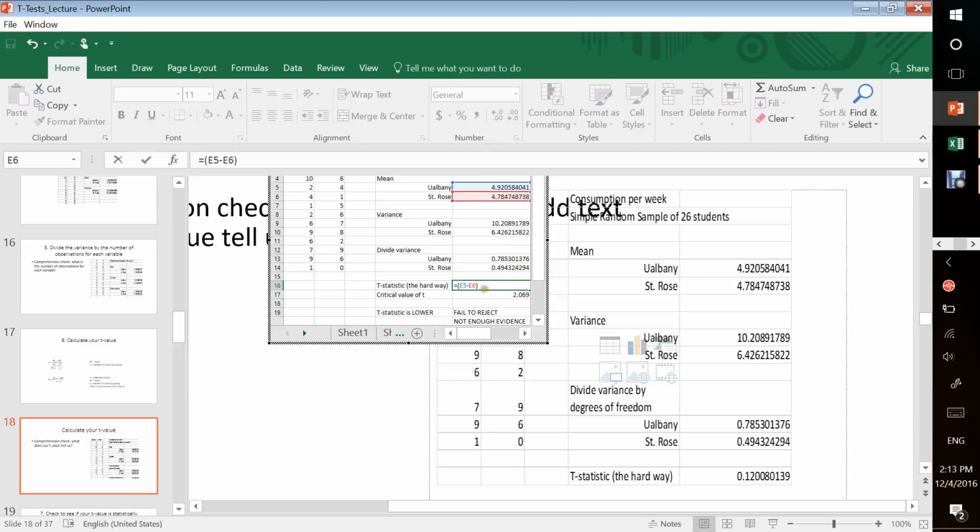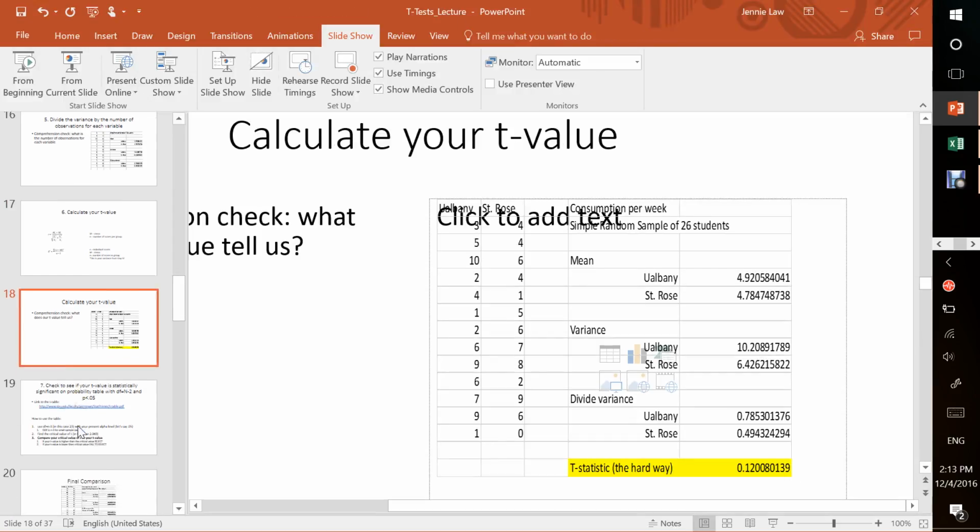And then we're going to divide that by the square root of this number, right? This is the variance divided by the number of observations plus the variance divided by the number of observations for St. Rose. Okay, and that's going to give us our t-statistic. So that's right here. Now, the next thing that you're going to do is go and use the t-table.